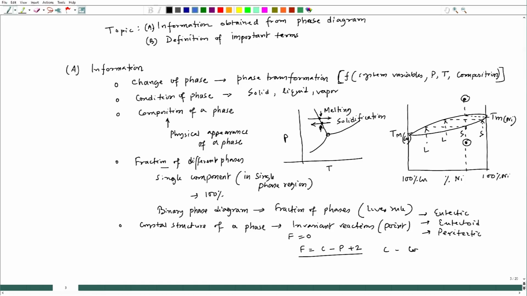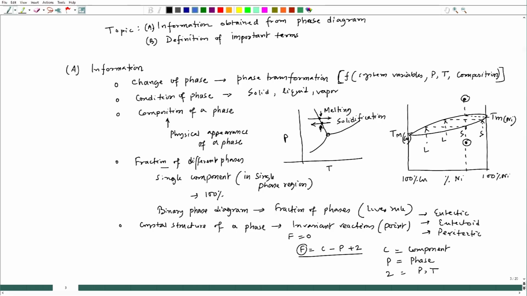Here C is the number of components, P is basically the number of phases, and 2 comes from 2 variables, which are pressure and temperature. So, we will talk about it. So, this degree of freedom means this F part. So, this F becomes 0 at those points, the invariant points, and there invariant reactions happen.